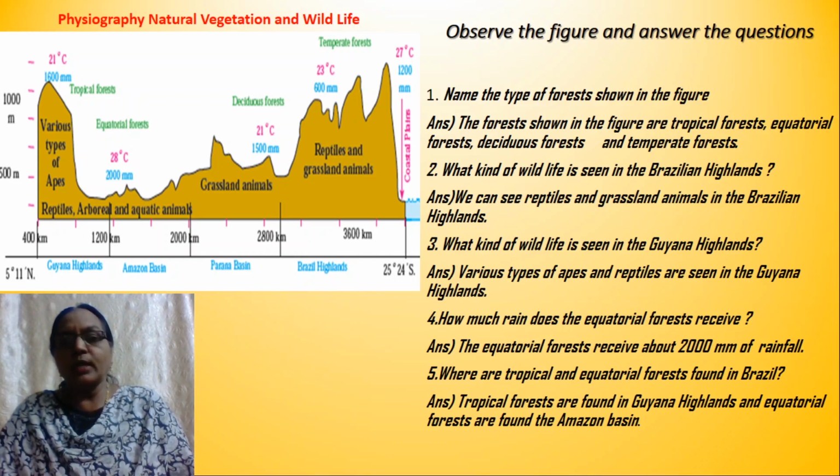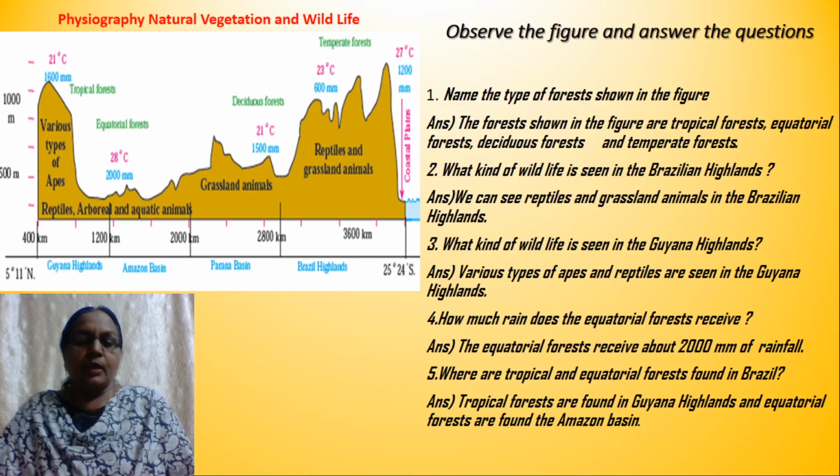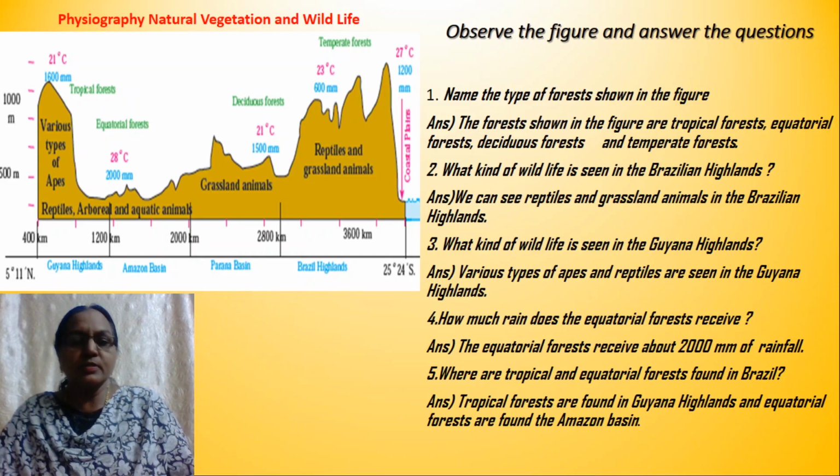What kind of wildlife is seen in the Brazilian highlands? Locate where Brazilian highlands is. What's the wildlife here? Yes, it is reptiles and grassland animals. So, your answer is, we can see reptiles and grassland animals in the Brazilian highlands.